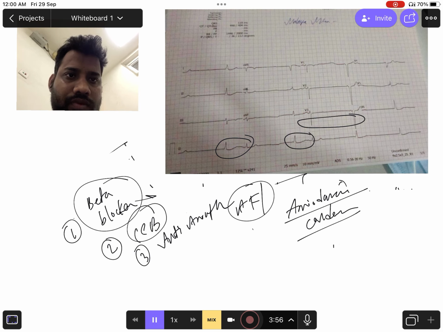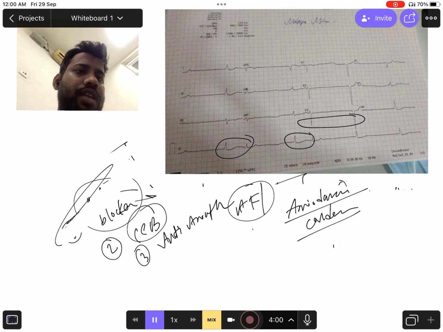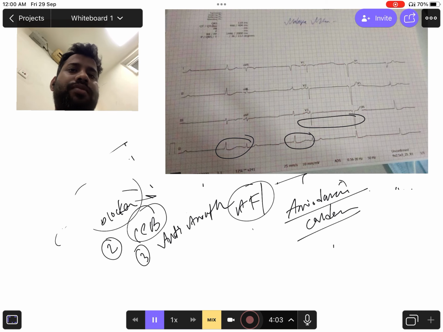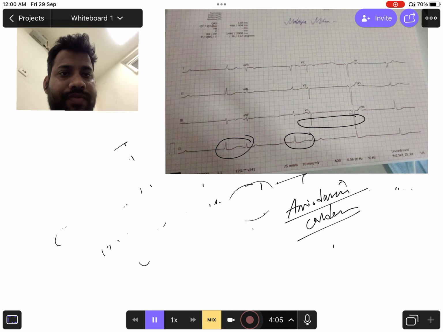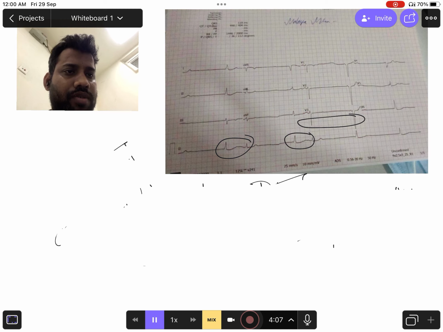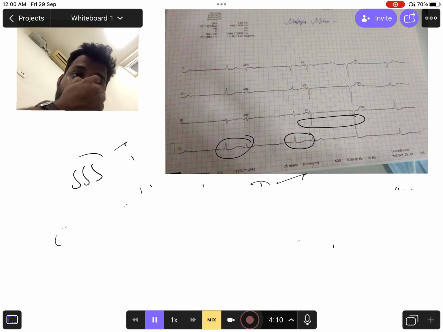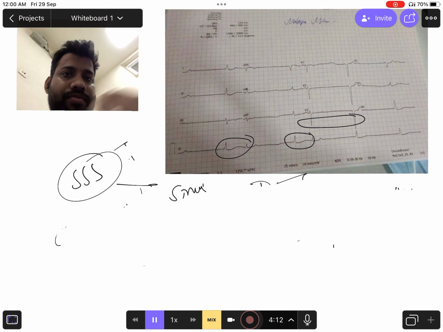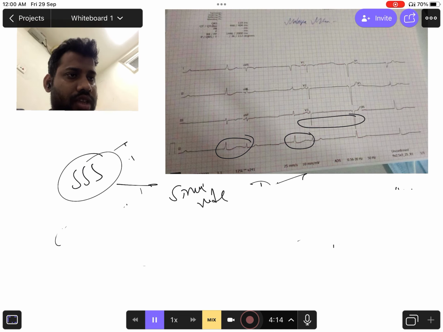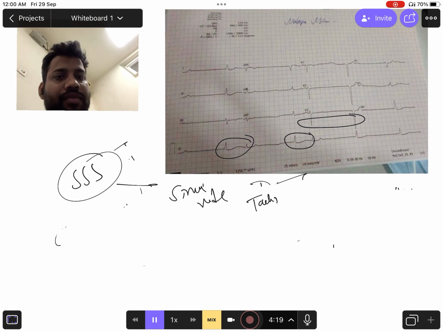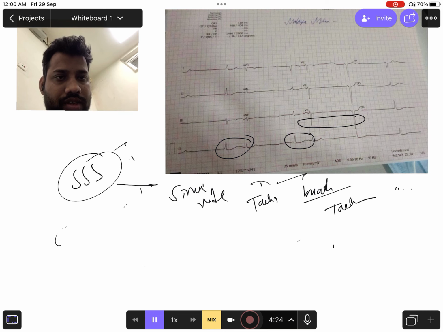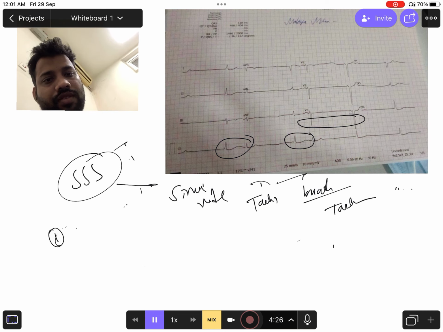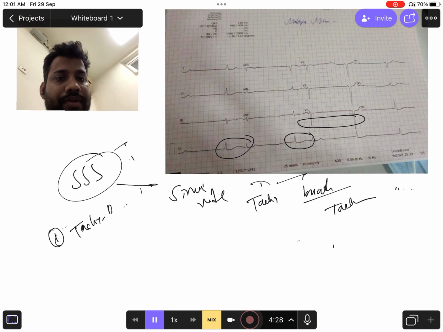Now, another entity is sick sinus syndrome. Sick sinus syndrome might present in different ways. Sick sinus syndrome means that the sinus node is problematic. The sinus node is not functioning usually. So it might present with tachy, it might present with brady, as well as tachycardia type of presentation. There are different types of presentation, like the one we are seeing here, the tachy-brady syndrome.